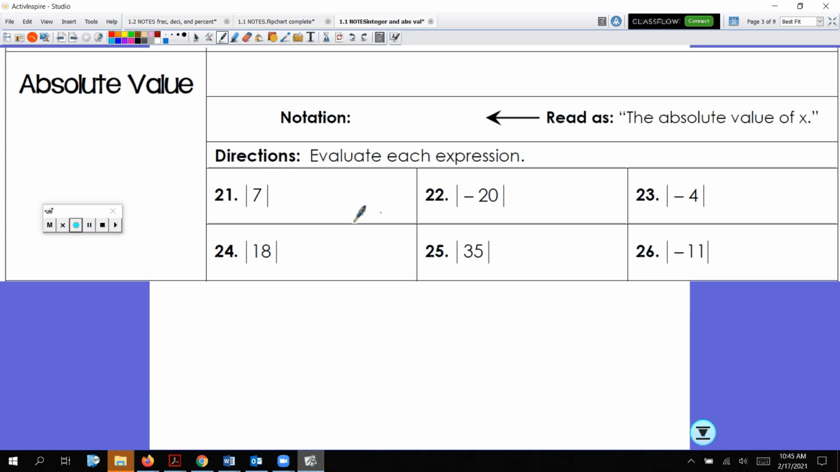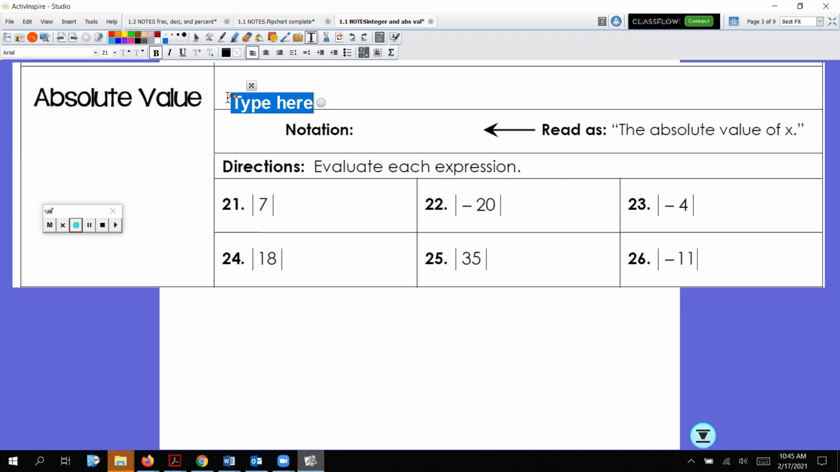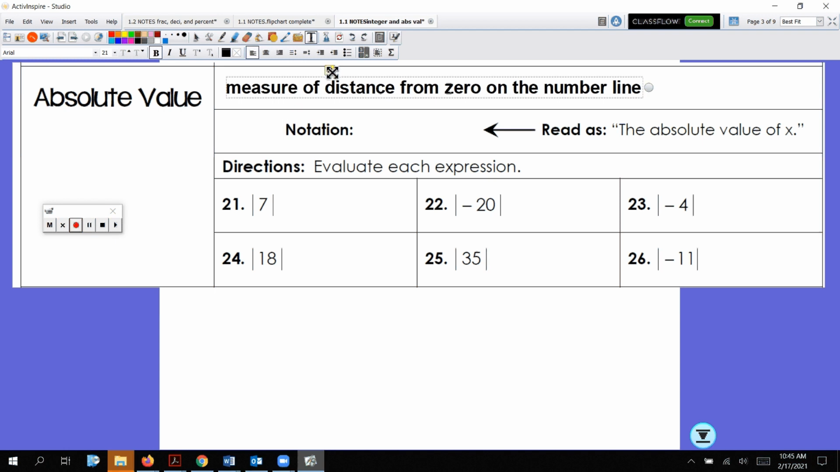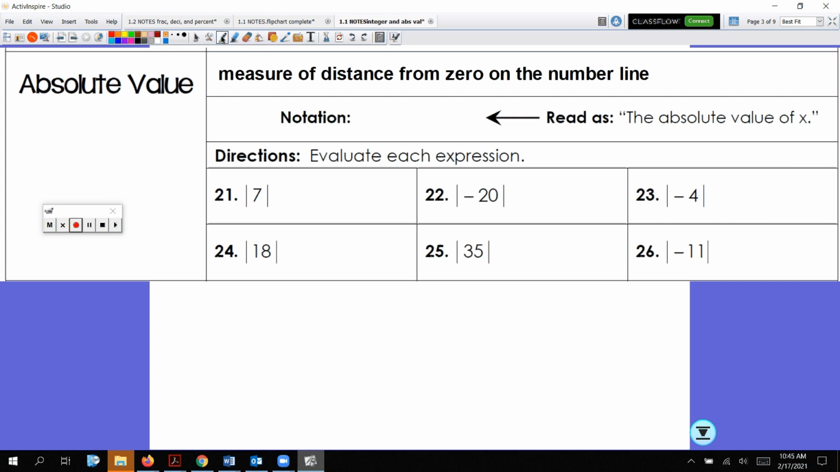All right, remember, absolute value is the measure of distance from 0 on the number line. That is the definition of an absolute value, okay? So the notation is kind of funky. That's when you have these bars, and then you have something in between. If I was to read this notation, I would say the absolute value of x.